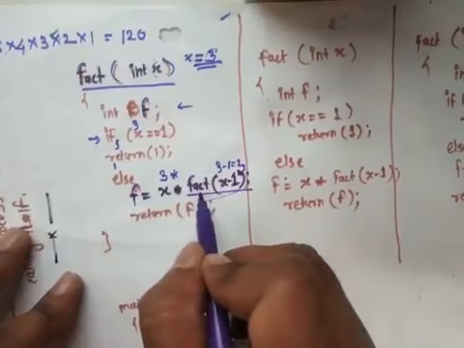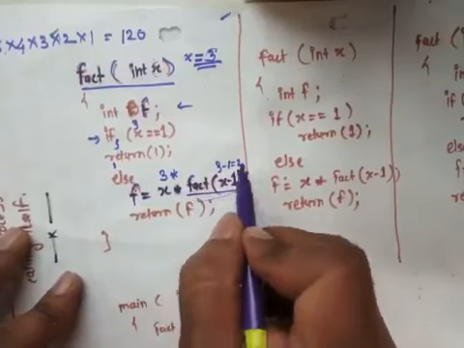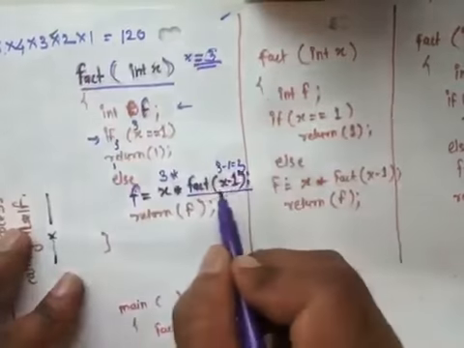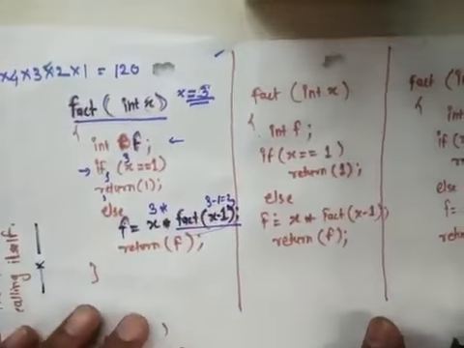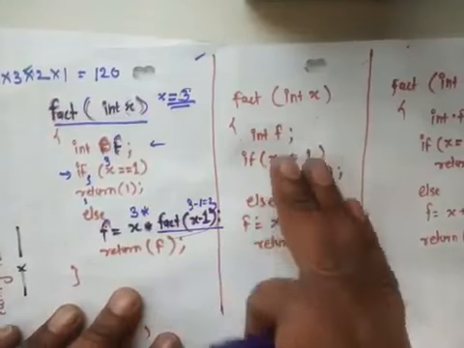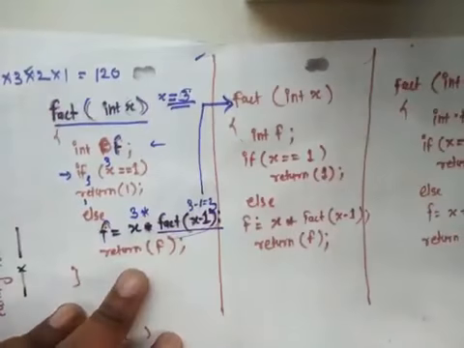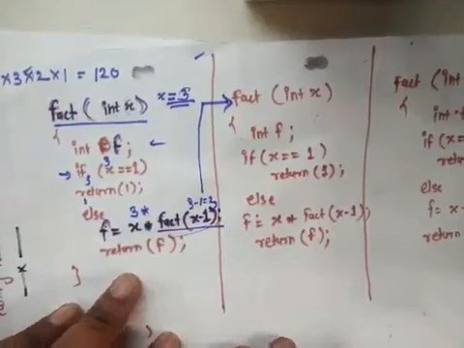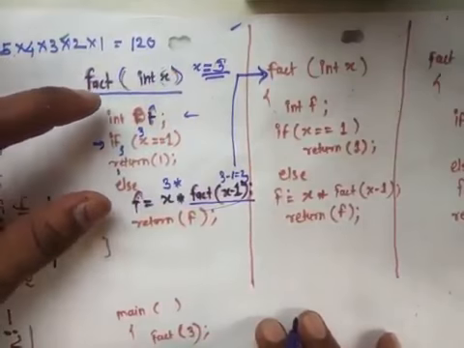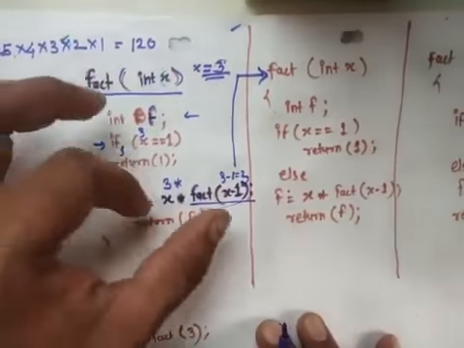Now from here, what happened? The control of the compiler jumps to the function itself. I am creating a duplicate copy of this factorial function over here for understanding only. So from here control jumps to the factorial function again. That time the compiler copies all the variable values, like the x value, the f value, and this factorial function's value.